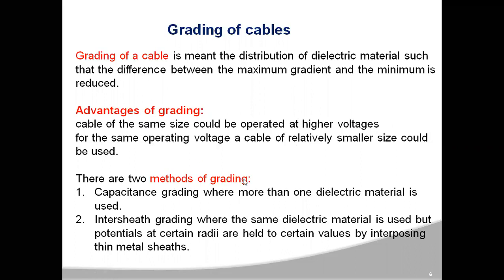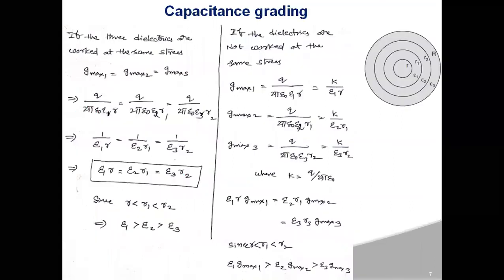And you know that there are two methods of grading, which are capacitance grading and intersheath grading. In capacitance grading, you will use more than one dielectric material. Okay, and in intersheath grading, you will use only one single material. But you will use intersheaths, that is, metallic sheaths between your main sheath and your conductor. And you will maintain the intersheaths at certain voltages by using an external transformer.